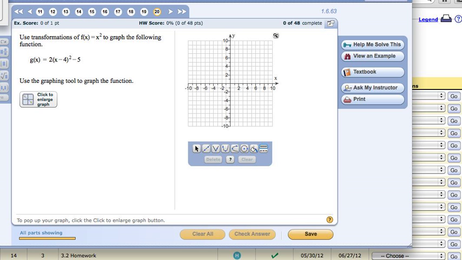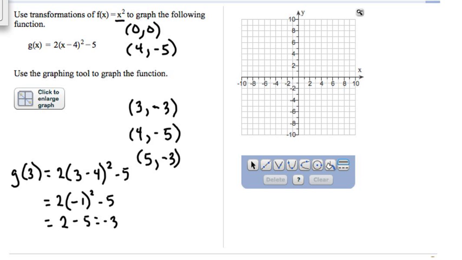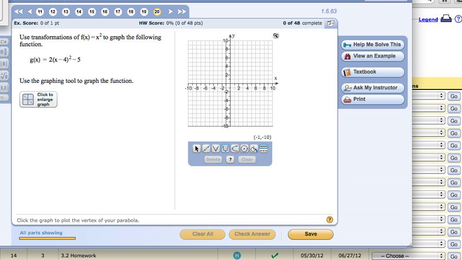So let's go back here, and we're going to press vertical parabola tool. All right, and the first thing we have to graph is the vertex. And remember, our vertex, let's just go back here a second, was at (4, negative 5). All right, so that means we start at (0, 0), we go 4 spaces to the right, and we go down 5. All right, so that's our vertex.